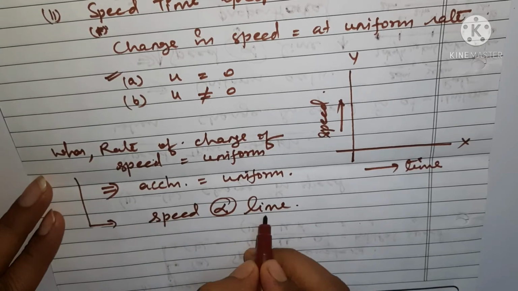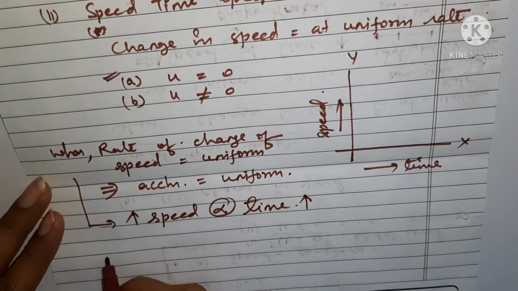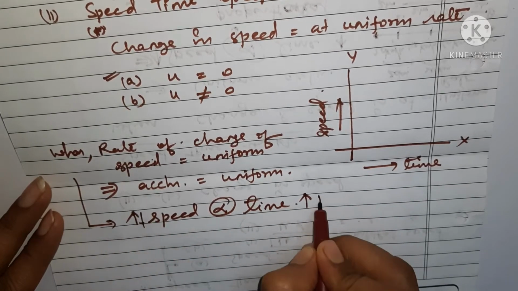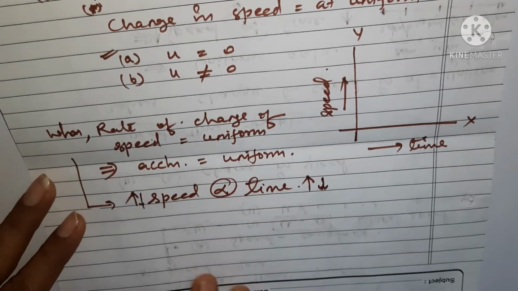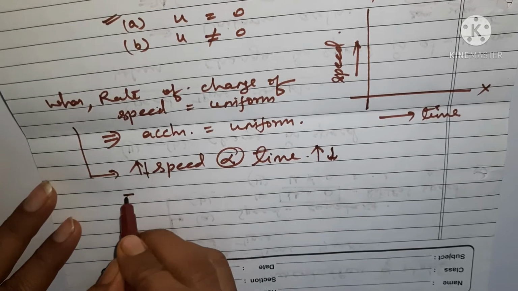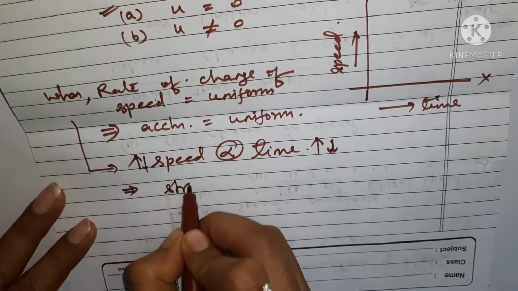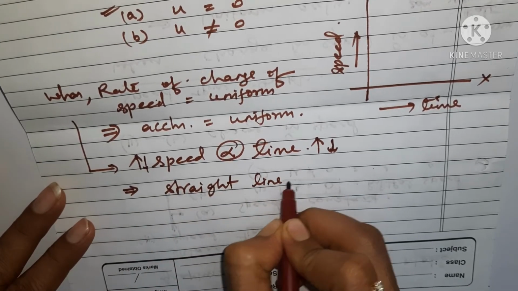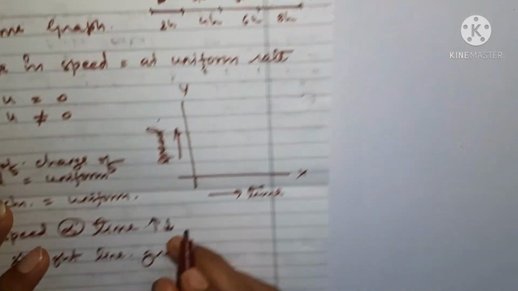And what does directly proportional mean? When speed increases, time increases, or if there is a decrease in speed, time also decreases. This is the meaning of proportionality. Now since speed is directly proportional to time, you are going to get a straight line graph. So we are going to construct the graph here.